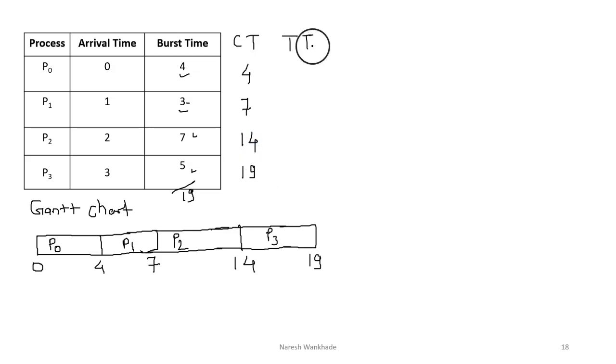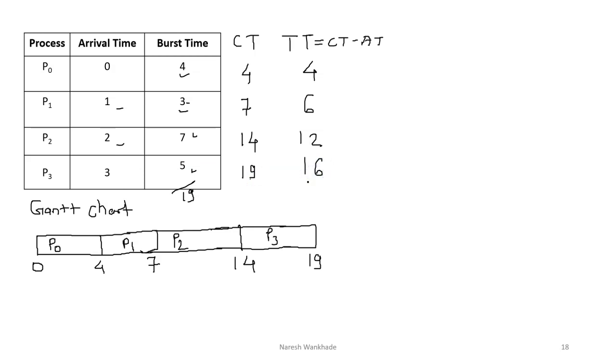So what is turnaround time? It is completion time minus arrival time. For P0, completion time is 4 and arrival time is 0. Then its turnaround time is 4. For P1, 7 minus 1, that is 6. For P2, 14 minus 2, that is 12. And for P3, 19 minus 3, that is 16.